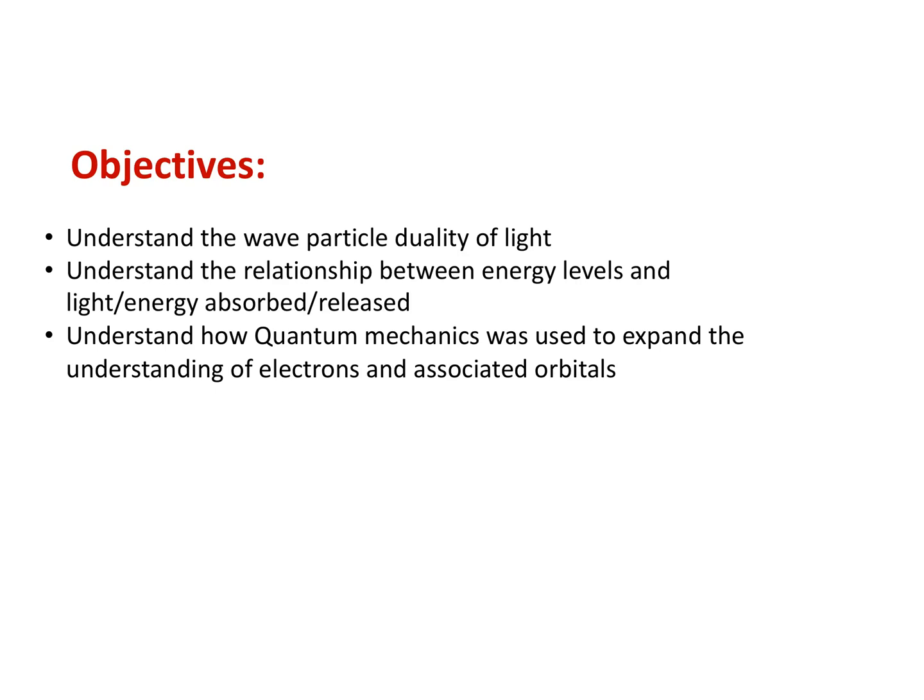And then the last thing we're going to look at is how to understand quantum mechanics and how that was used to expand our understanding of electrons, where electrons reside in space, and how we use quantum mechanics to develop our understanding of the shape of an orbital and where exactly an electron resides in that orbital.